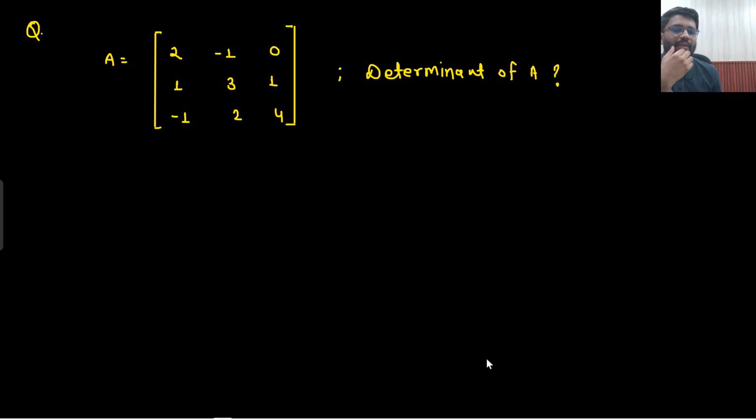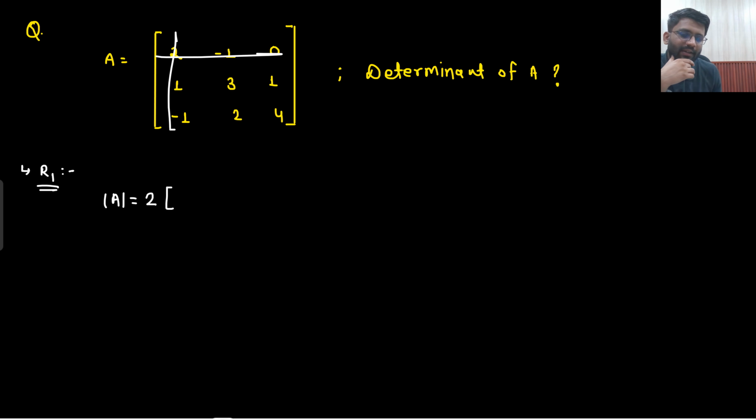So let's solve a question. You need to find the determinant of A. With respect to any row, you can find it. Let's find it with respect to row 1. Determinant of A. With time, I need to build up the practice. This is 2, I need to block them. Then 3 into 4, which will be 12. Minus 2 into 1. Then there is a negative sign. Why would the negative sign come up?